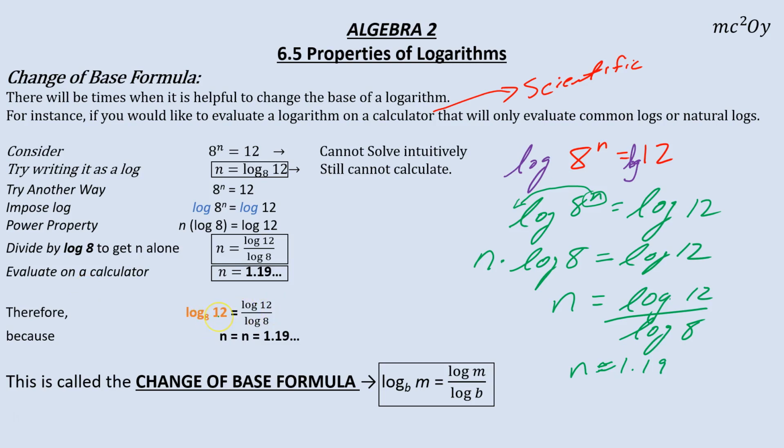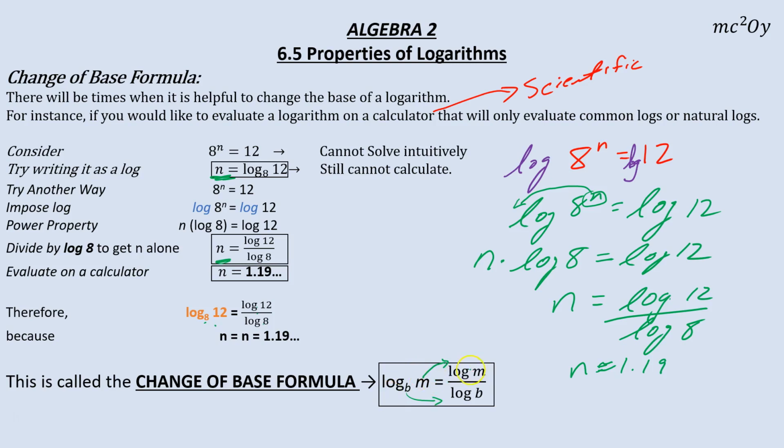Notice log base 8 of 12 is equal to log of 12 over log of 8. How do we know that? Because this equals n and this equals n, so if they both equal n, then they equal each other. That's the change of base formula. It says log base b of m is equal to log of m over log of b. The way I like to remember it: if it's in the basement already, the base goes to the basement. The bigger number goes on top.